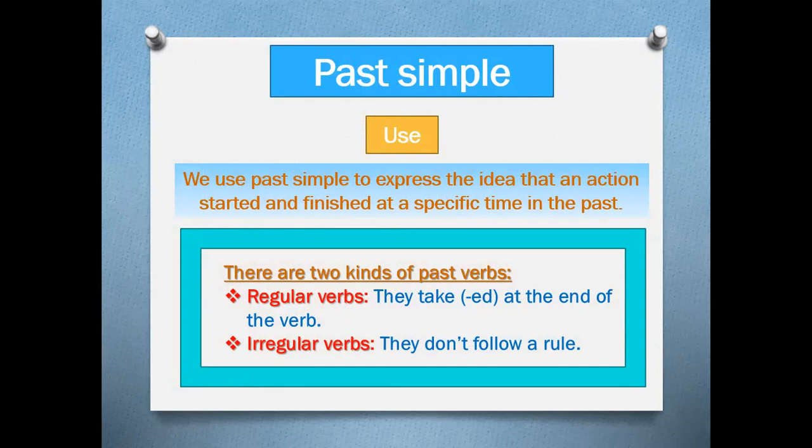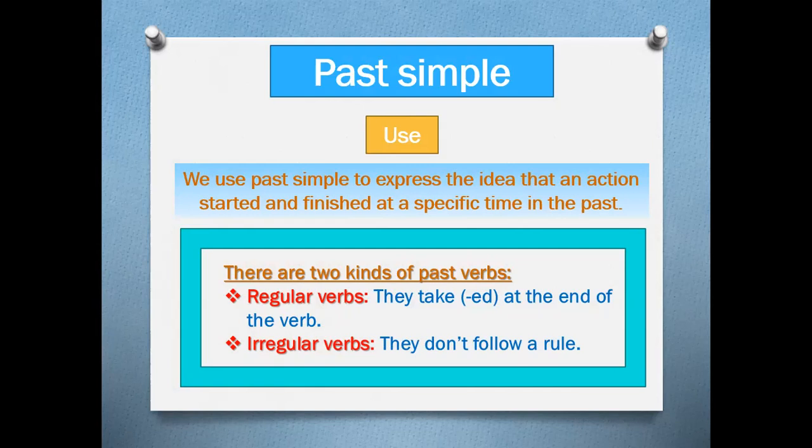There are two kinds of the past verbs as we know them, regular verbs and irregular verbs. The regular verbs are the verbs which take ed at the end of the verbs, like wash, washed, walk, walked. But there are also irregular verbs.